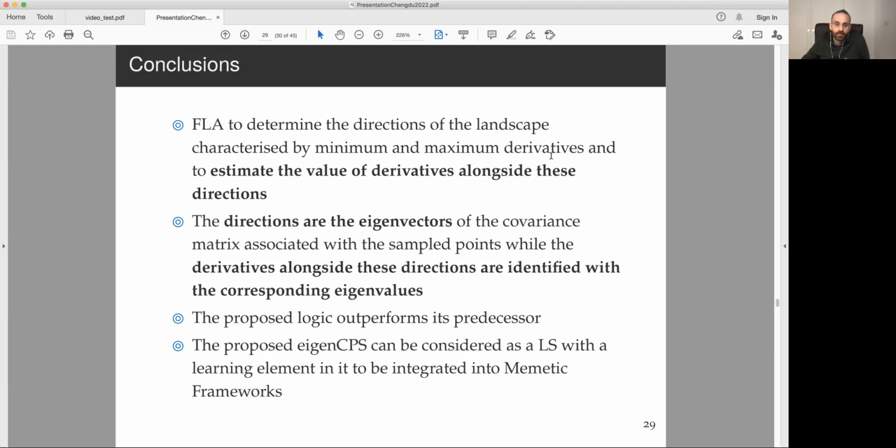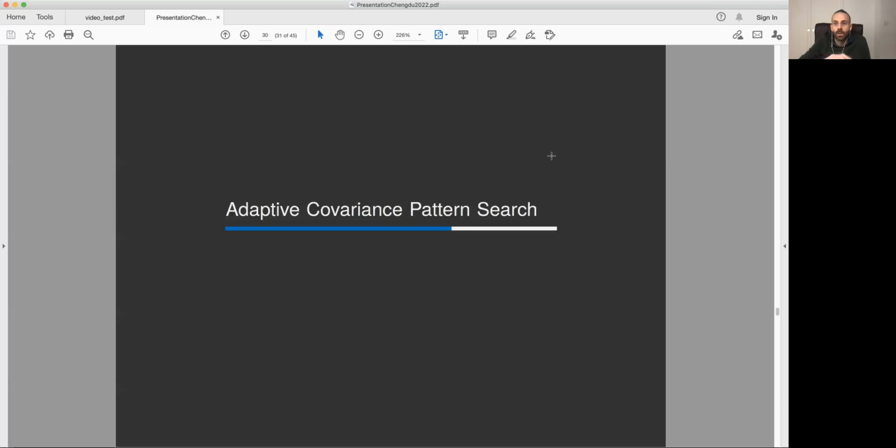And so the directions are those of the eigenvectors of the covariance matrix associated with the sample points, while the derivatives alongside these directions are identified with the corresponding eigenvalues. The proposed logic outperforms CPS, and the proposed Eigen-CPS can be considered as a local search, but with a restart. So in that sense, it can be seen as a memetic approach. If you don't know what a memetic approach is, it means a hybrid algorithm that has some global search and local search.